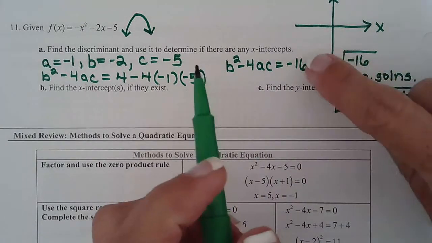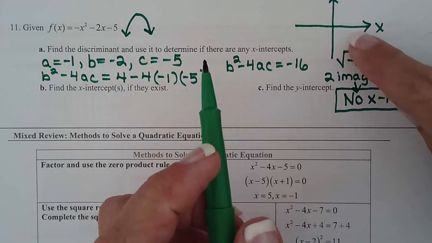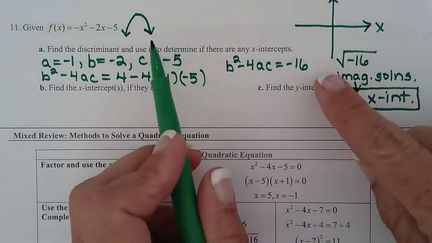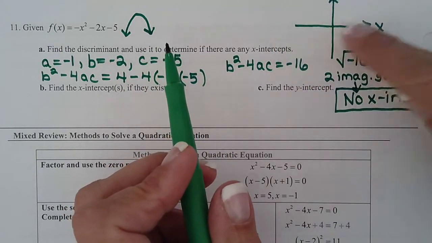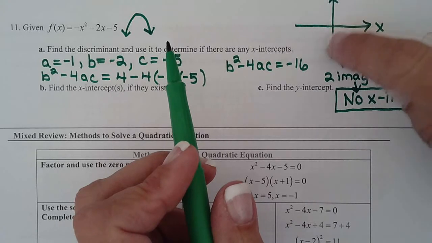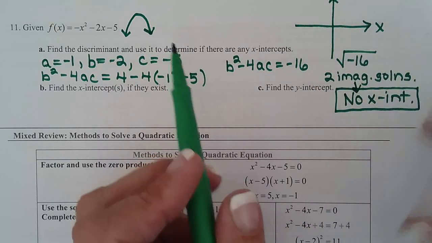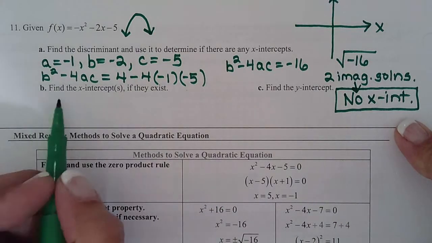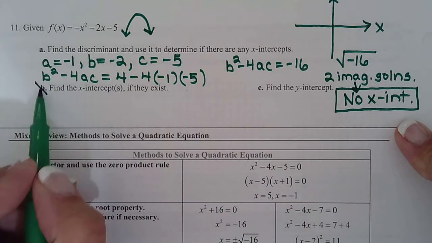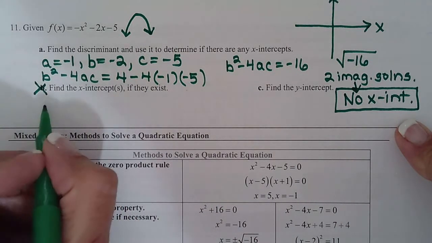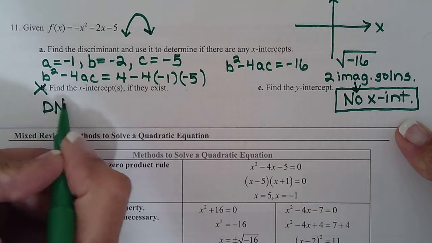So we know now that the graph is going to be somewhere down here because it cups downward and it doesn't ever cross the x-axis, because if it was up here, then it would cross the x-axis twice. So it's going to be somewhere cupping down there. So find the x-intercepts if they exist. They don't. You could just say they do not exist.